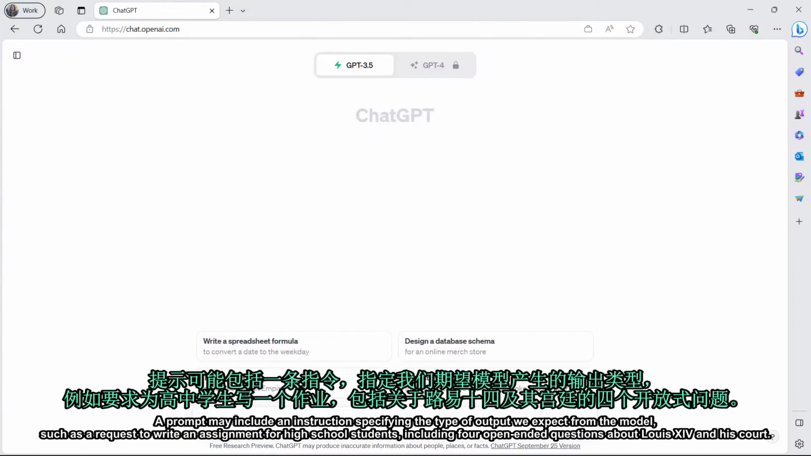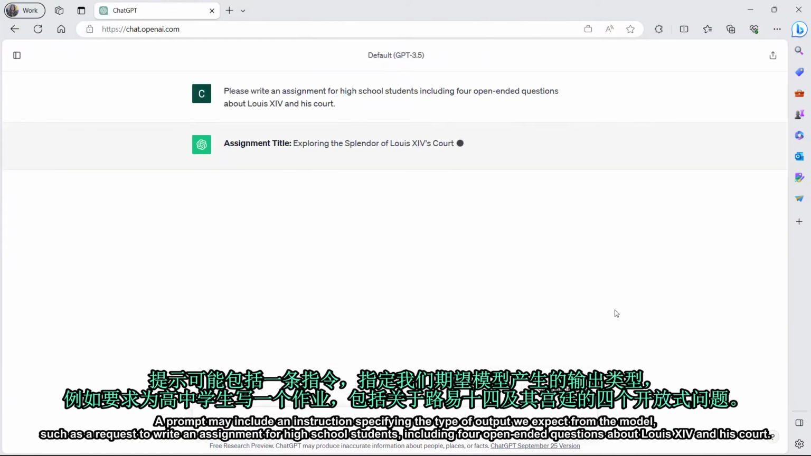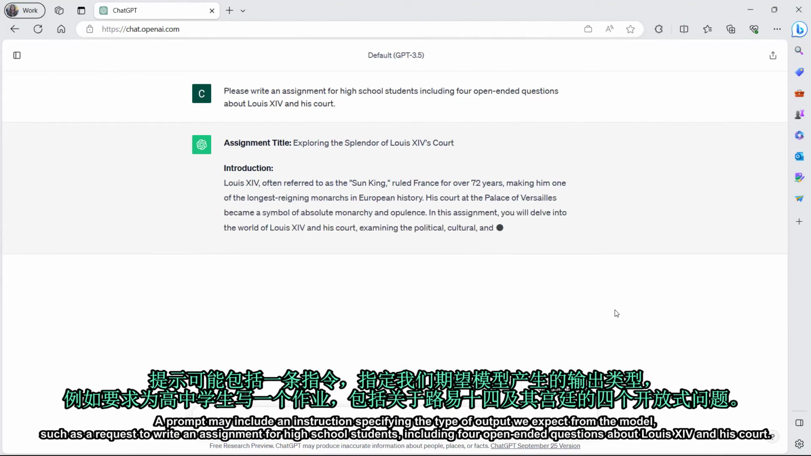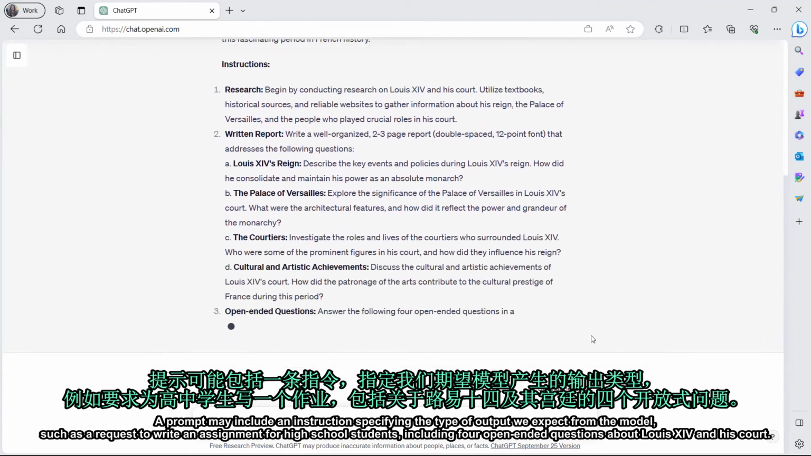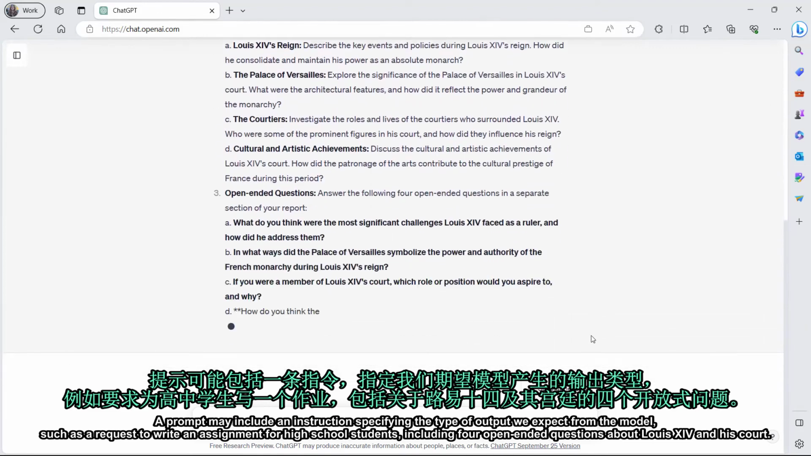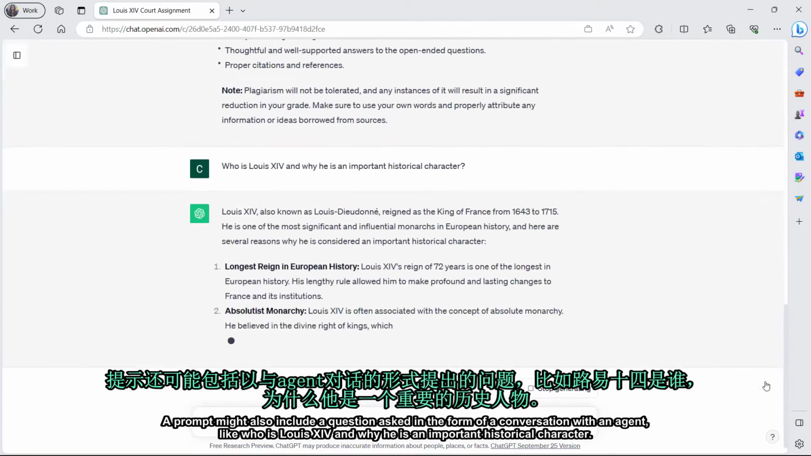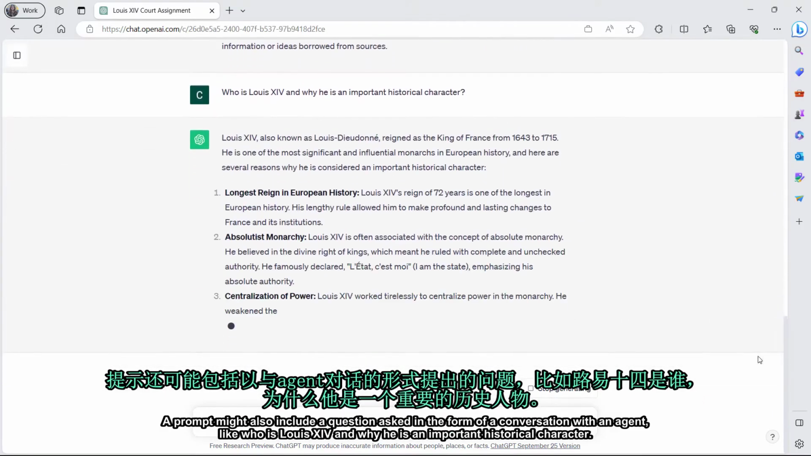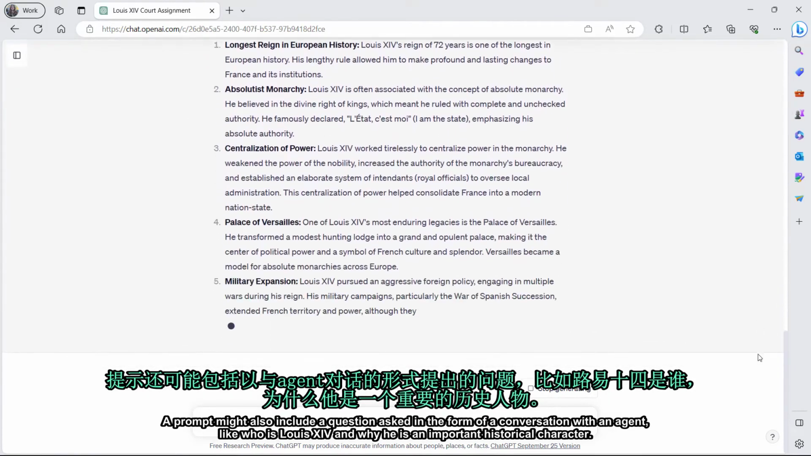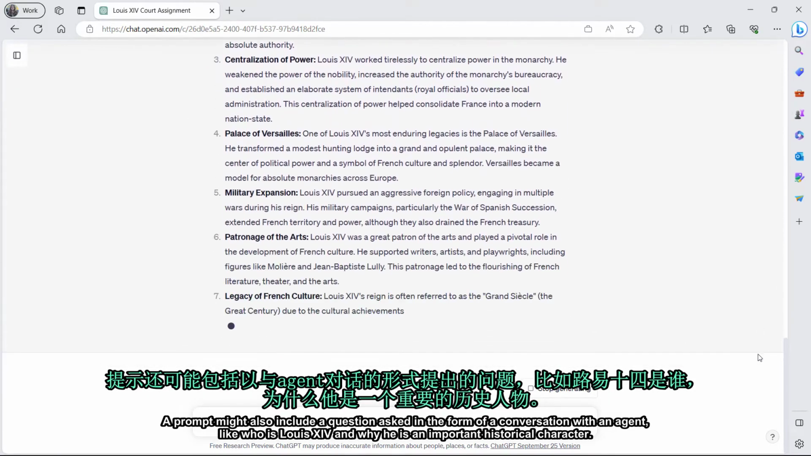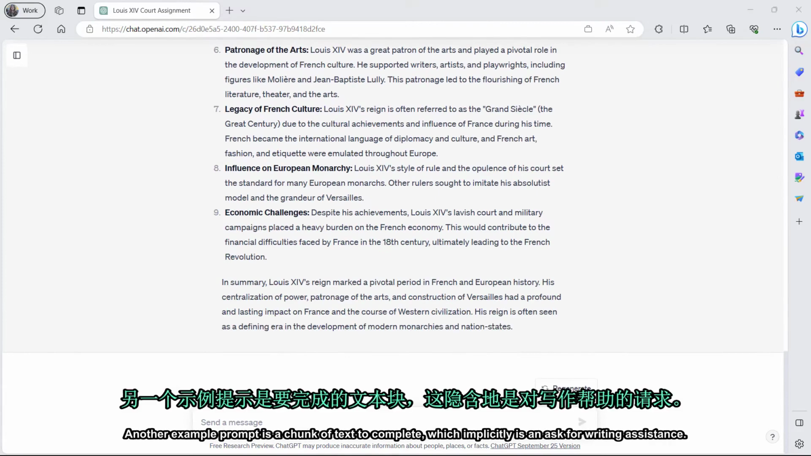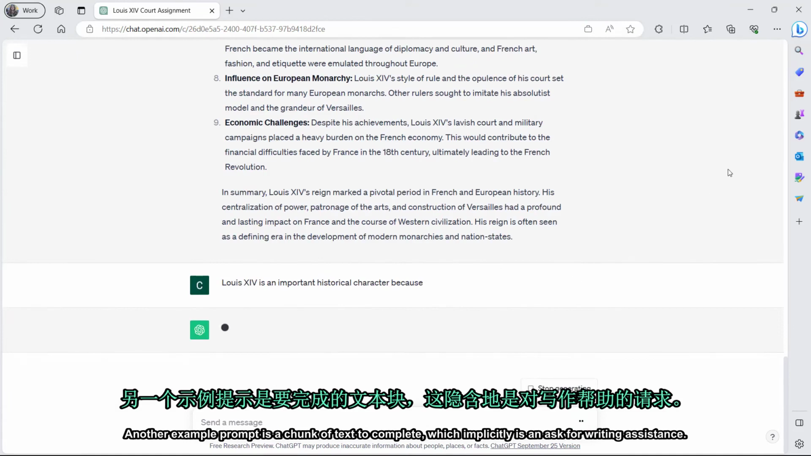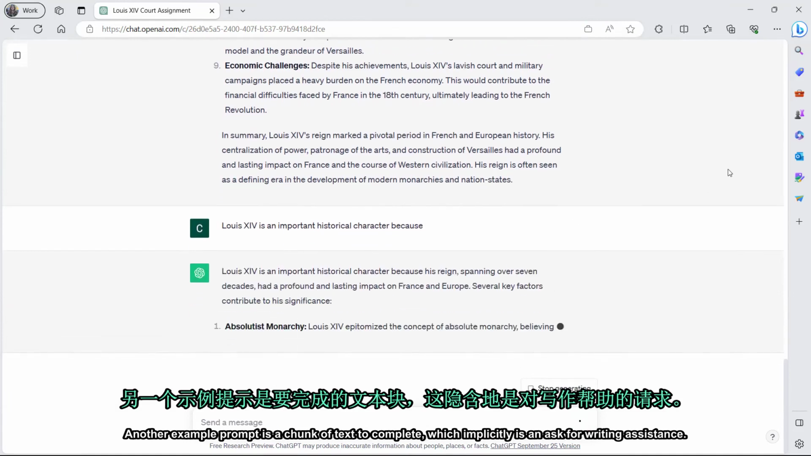A prompt may include an instruction specifying the type of output we expect from the model, such as a request to write an assignment for high school students, including 4 open-ended questions about Louis XIV and his court. A prompt might also include a question asked in the form of a conversation with an agent, like who is Louis XIV and why he is an important historical character. Another example of prompt is a chunk of text to complete, which implicitly is an ask for writing assistance.